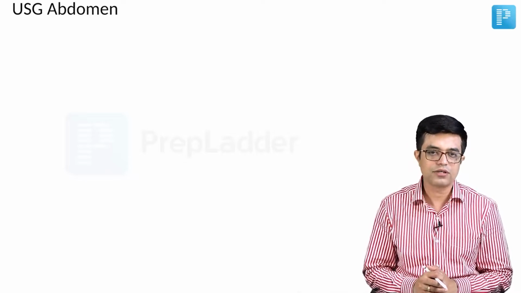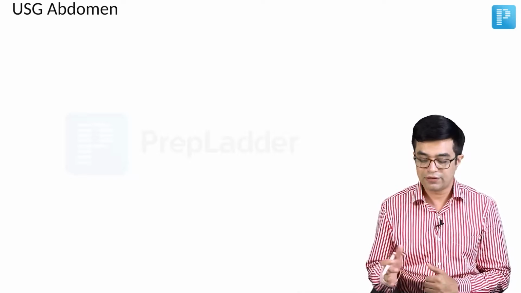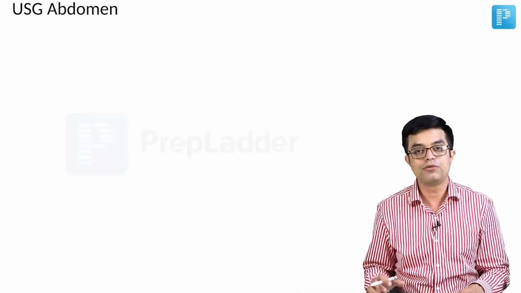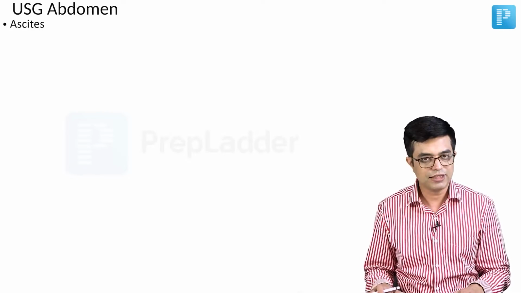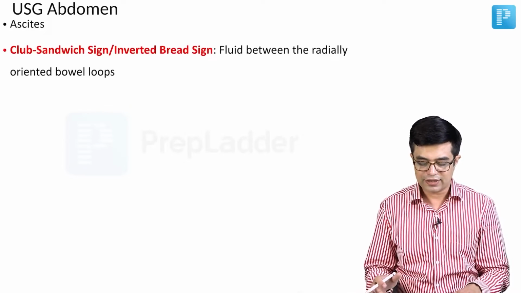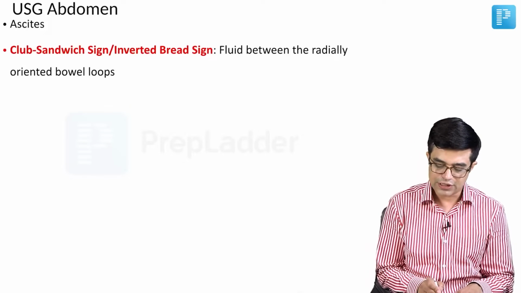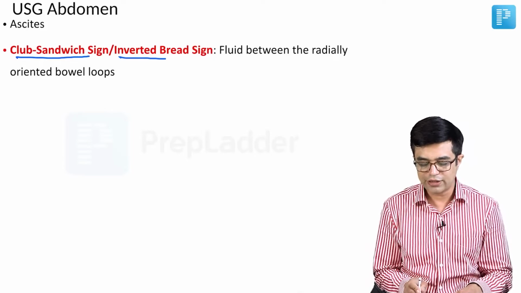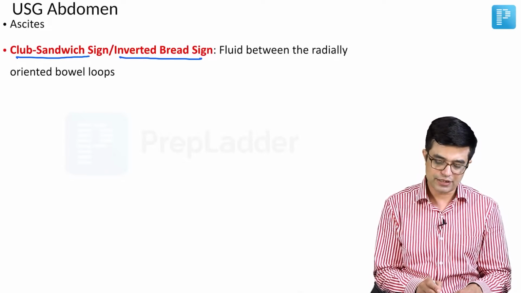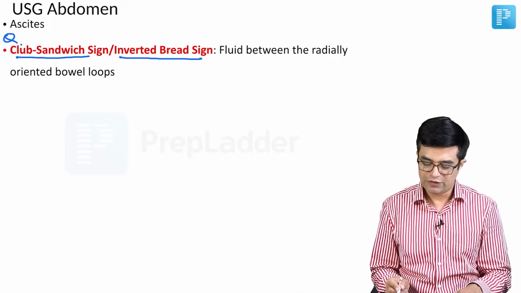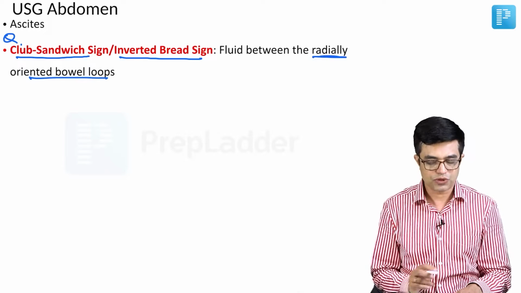What do we find on ultrasonography? Ultrasonography will first of all show you the presence of free fluid in the patient, so ascites will be seen in these patients. Secondly, you will find a sign called the club sandwich sign, also called the inverted bread sign. So these named signs are important. There will be fluid between the radially oriented bowel loops.